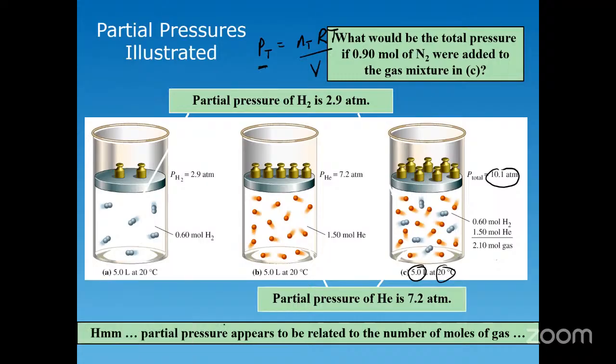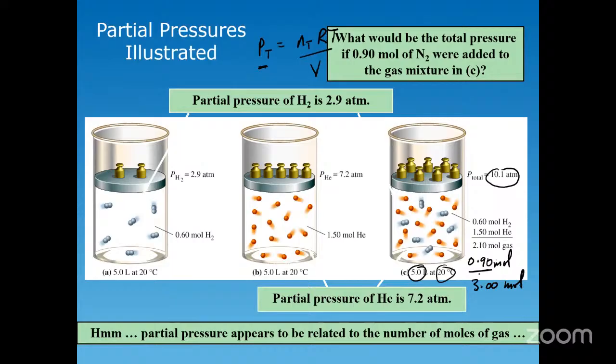Okay, so in this case, you're gonna add 0.90 moles to what was there before, right? So when we add this together, we're gonna get 3.00 moles, right? So basically, you want to use the same equation here.